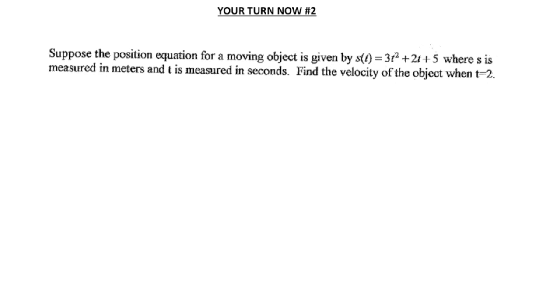All right, let's see how you did with the second problem. It says, suppose the position equation for a moving object is given by s of t equals 3t squared plus 2t plus 5, where s is measured in meters and t is measured in seconds. Find the velocity of the object when t equals 2. So step number 1, just like all the other problems, we need to find the derivative of 3t squared plus 2t plus 5. When we do that, that's going to be 6t plus 2.